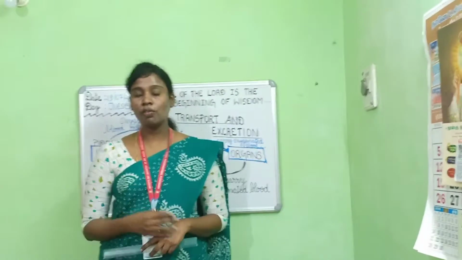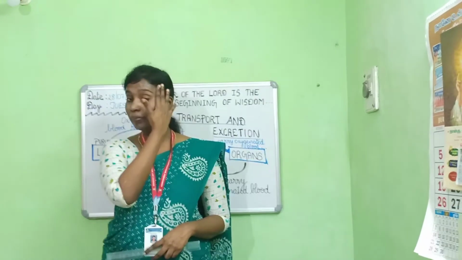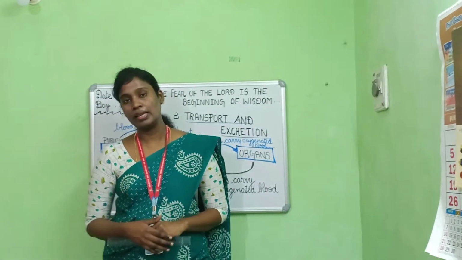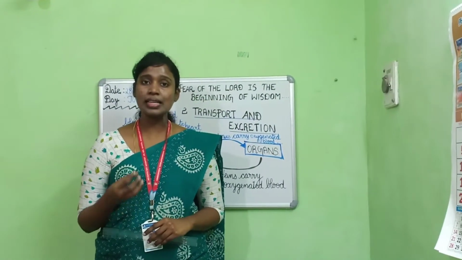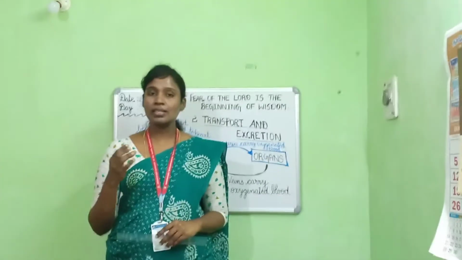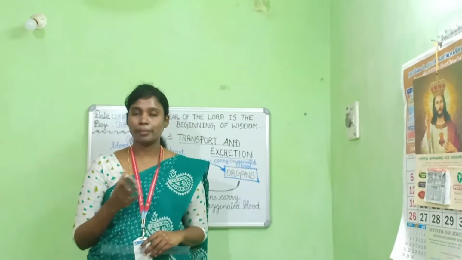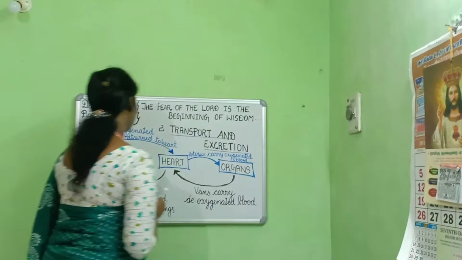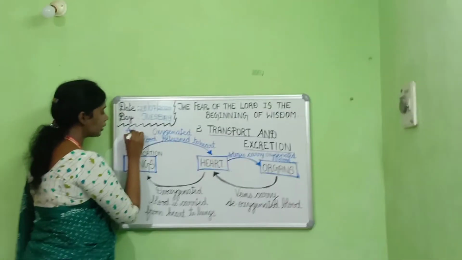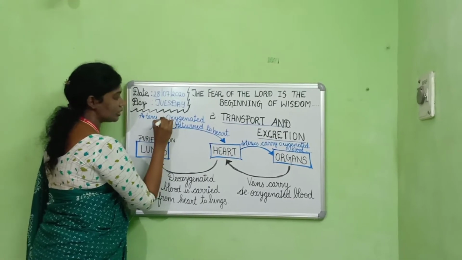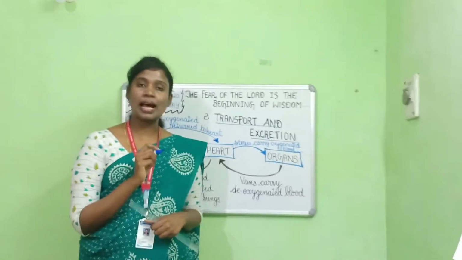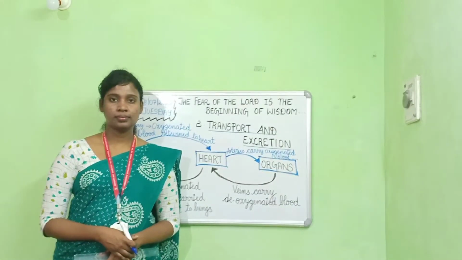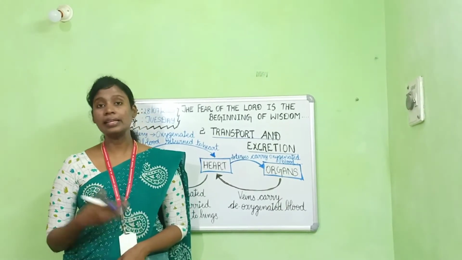There are two types of blood vessels in our body. So what are the two? Name the two blood vessels in our body. They are arteries and veins. What are arteries? Arteries are blood vessels that carry oxygenated or clean blood. Whenever you say artery, remember arteries always carry oxygenated blood. And veins are blood vessels that carry deoxygenated blood.